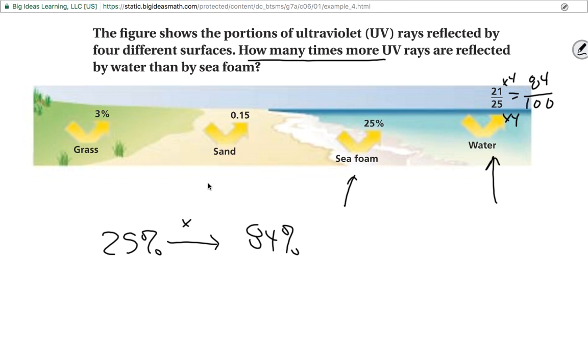I would recommend you can keep it as a percent, or you can change them both to decimals, but they both have to be the same. So what you might want to consider doing is 0.25x equals 0.84. Keep it in the same form, 0.84, and solve it by dividing both sides by 0.25, and you'll get your answer. So what is 0.84 divided by 0.25?